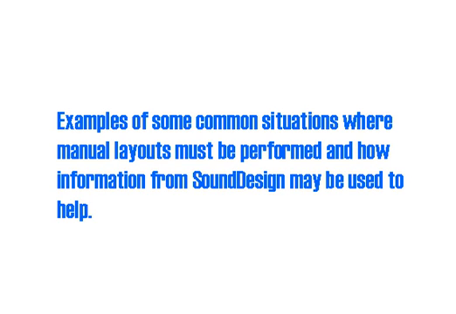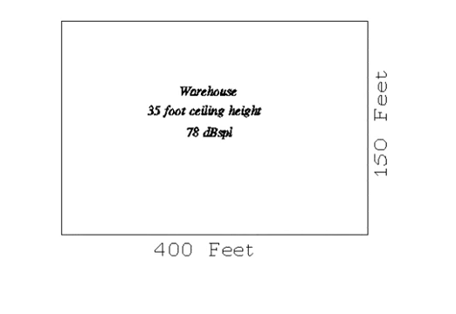I'm going to show you some examples of some common situations where manual layouts must be performed and how information from SoundDesign may be used to help. In the first example, we have a warehouse with 35-foot ceiling height and 78 dB SPL noise level. Let's say in this situation the horns have to be mounted on the 35-foot ceiling because of forklift activity.